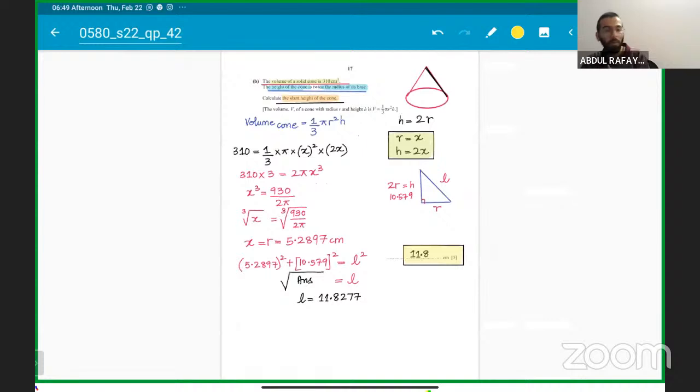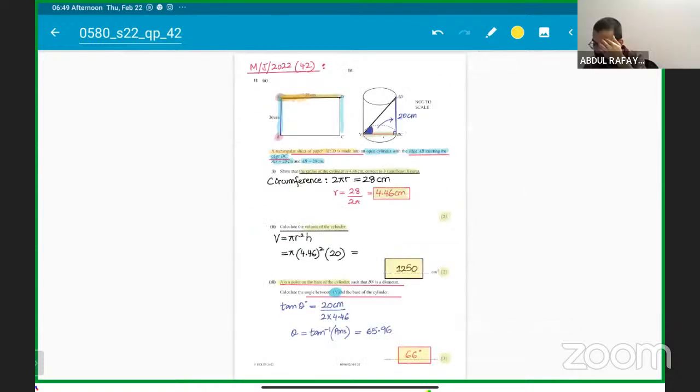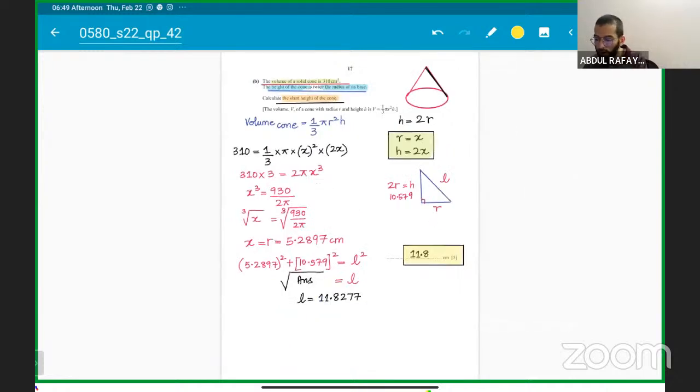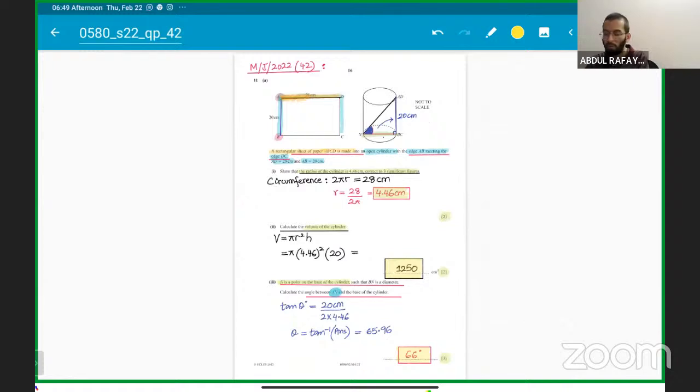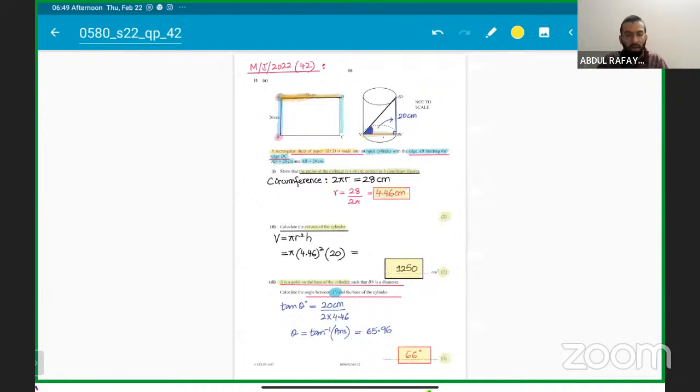Yes, sir. 11A and part B. So we have got 12 marks for this question from May, June 2022 paper 4-2. Right, guys, everyone got it? Move forward. Do take a screenshot quickly.